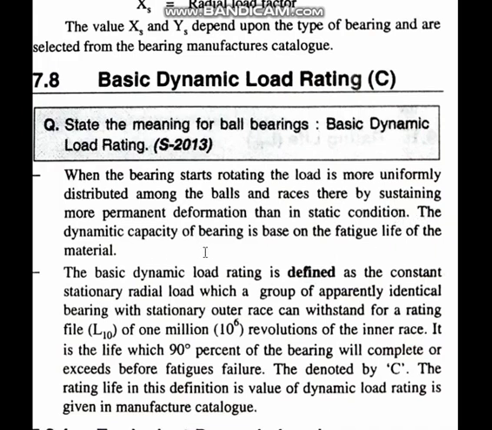The dynamic capacity of a bearing is based on the fatigue life of the material. See, the dynamic load rating is defined as the constant stationary radial load which a group of apparently identical bearings with a stationary outer race can withstand for a rating life L10 of 1 million, that means 10 to the power 6 revolutions of the inner race. It is the life which 90% of the bearings will complete or exceed before fatigue fails.